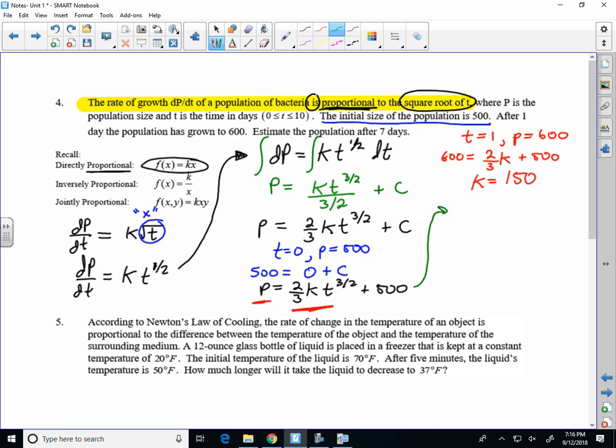So then putting these two equations together, well, I guess they're both equations, but these two ideas together will give us our particular solution, and then after that, answer the question. So if I plug in a 150 for k here, I'm going to double it, get 300, divide by 3, so it becomes a 100.